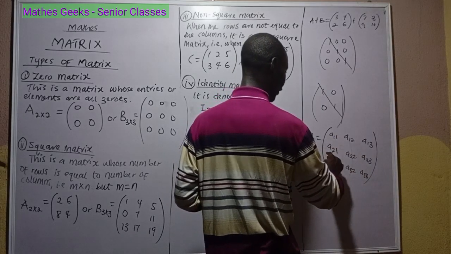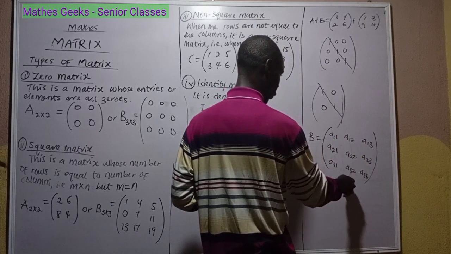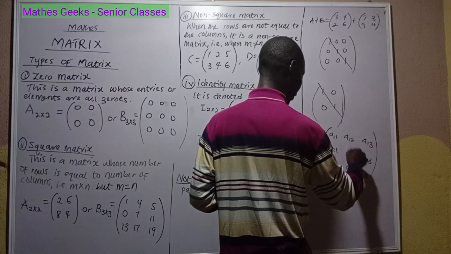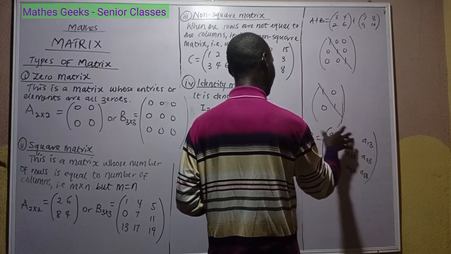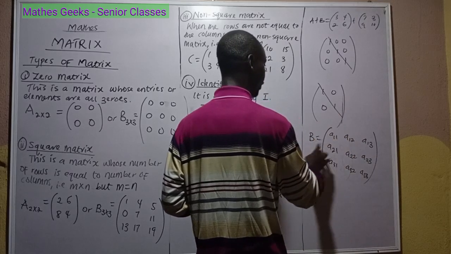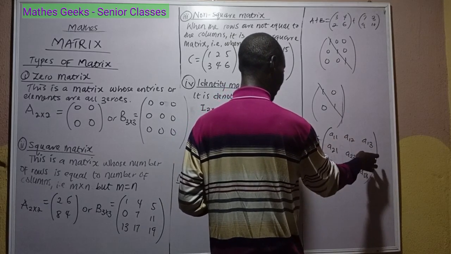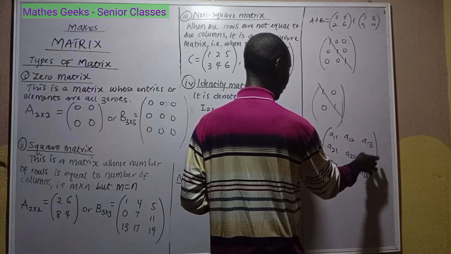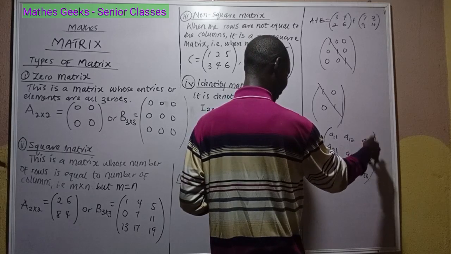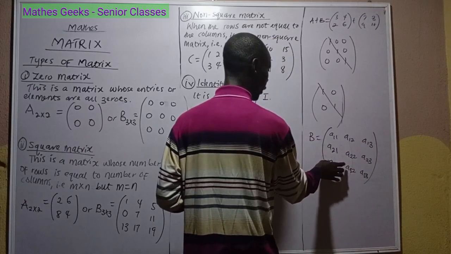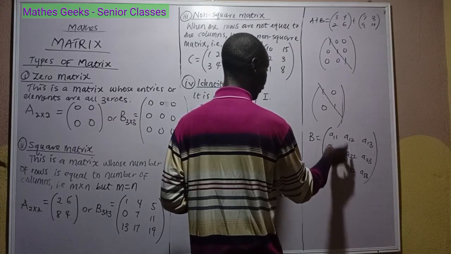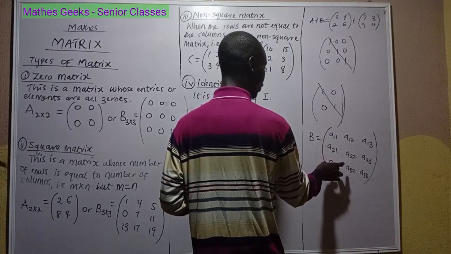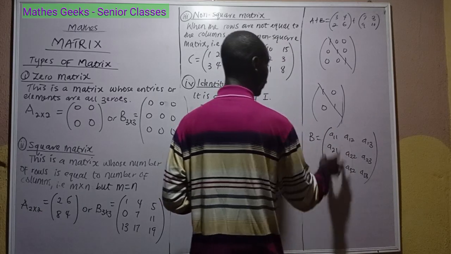E22 means the second row, second column. E23 means the second row, third column. So the position of E23 as an element in matrix B implies that E is in the second row, third column. The position of E31 as an element in matrix B implies that E is in the third row, first column. That's what it means.